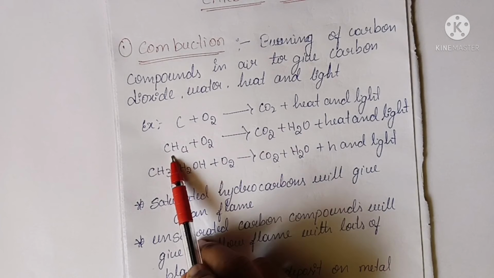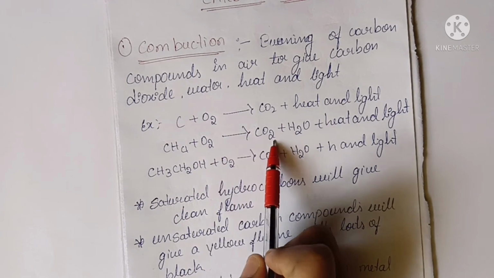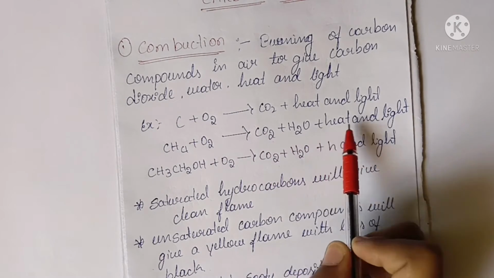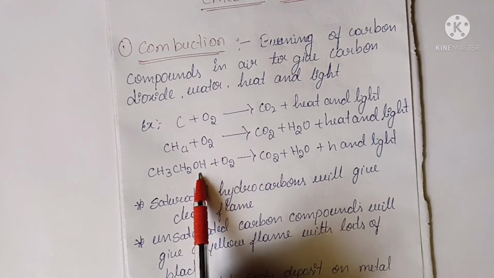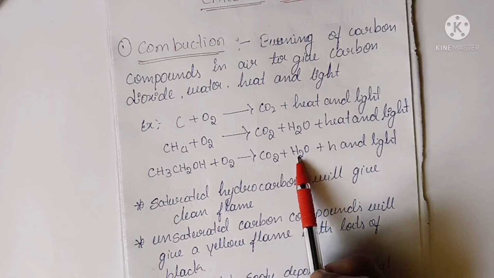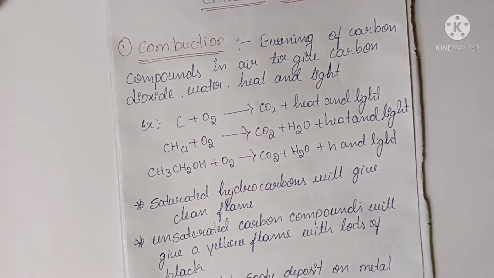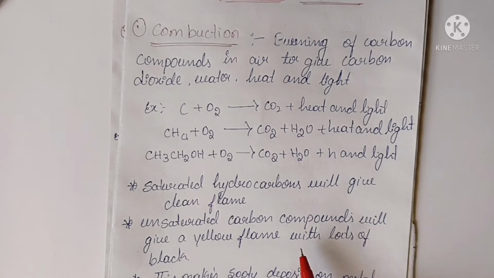And the next one is CH4. When mixed with O2, we get CO2 plus H2O plus heat and light. And the next one is ethanol. When ethanol is mixed with O2, we get CO2, H2O plus heat and light. H here means heat. This is how combustion takes place.